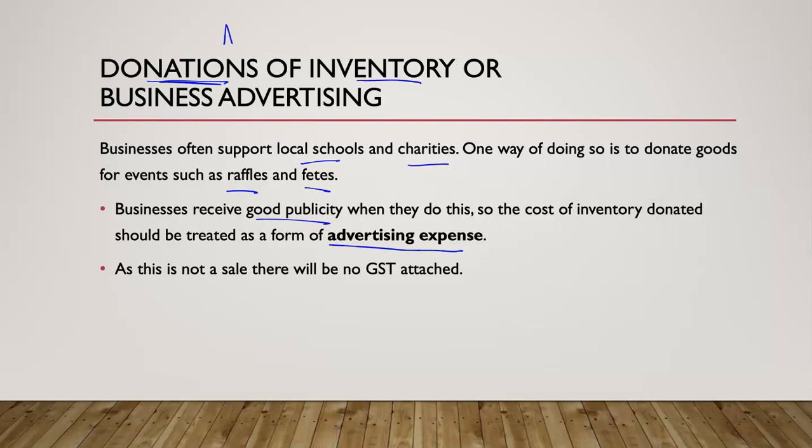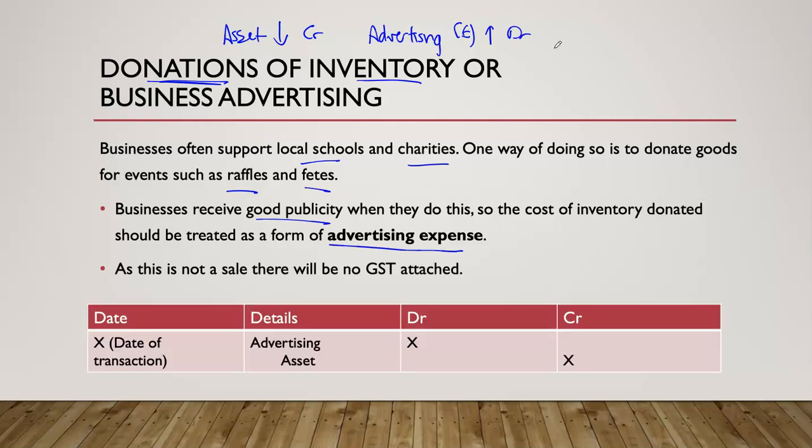What is our transaction? Our asset will clearly go down. Assets going down are credits. We are now going to have an advertising expense, we'll just write it as E, and that is going to be something that goes up. Expenses going up are debits. And it is going to look like this in our general journal. Our advertising is an expense. Because expenses have gone up, it is going to be a debit. An asset going down because of a donation is going to result in a credit.